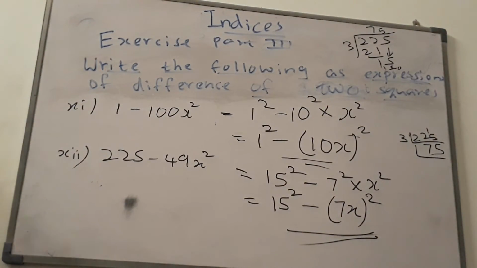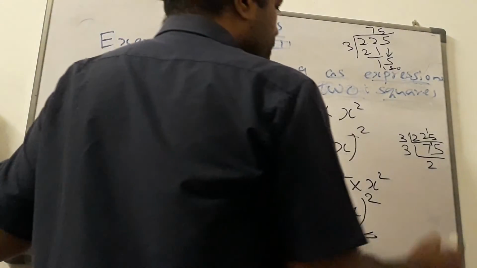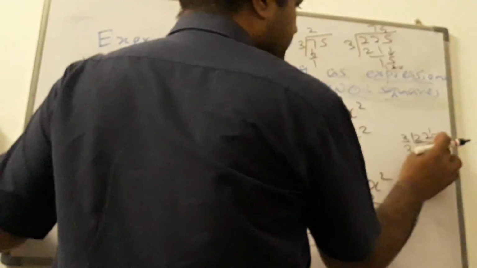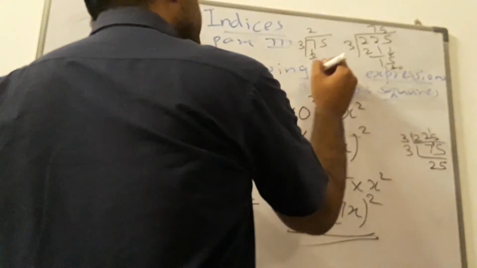75 is also divisible by 3. 3 times 2 is 6, 7 minus 6, the remainder is 1. 1 and 5 combine to make 15, 3 times 5 is 15. So 15 means 3 times 5, and here also it is like that. But 25 is not divisible by 3.